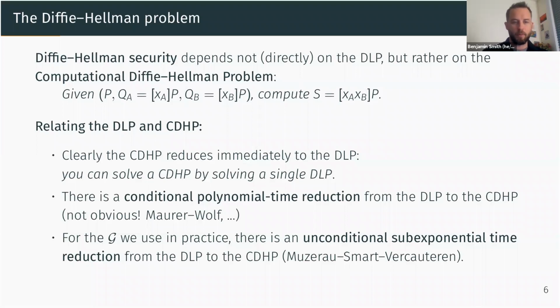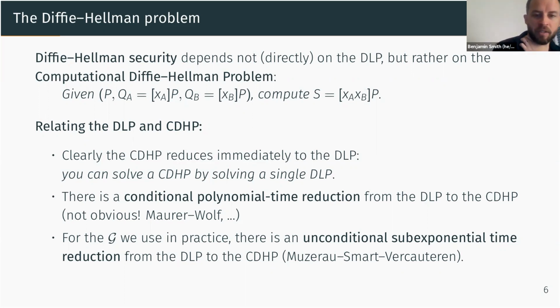That's a problem which you can obviously solve by solving discrete logs. Take Alice's public key, work out the discrete log XA, and then you can impersonate Alice after that. You can take Bob's public key, multiply it by the XA that you know, and you'll have the shared secret. So in that direction, it obviously works. There's an immediate reduction from the Diffie-Hellman problem to the discrete log problem. You can solve a Diffie-Hellman problem by solving only one discrete log.